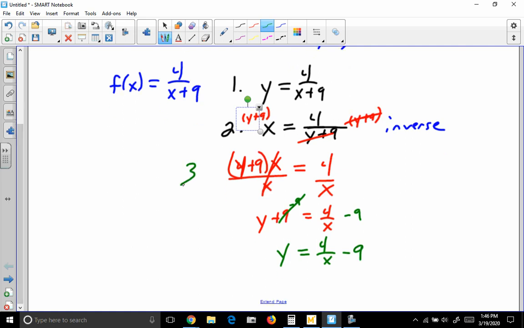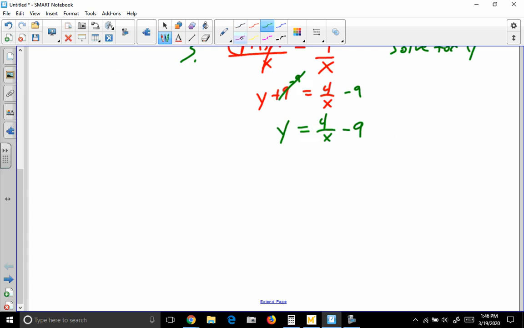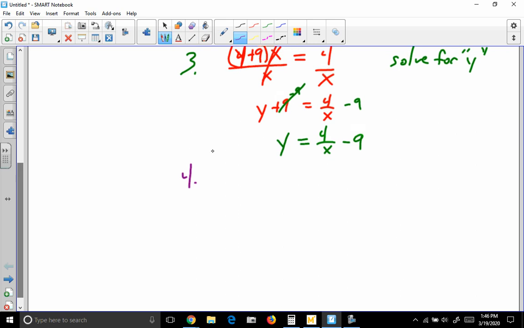So that is step 3. Once we change the y to x and the x to y in step 2, step 3 is to solve what we're left with for y. So this thing we end up with is our inverse as a function. Since we call the original function f, the notation we're going to use for this one is f with a superscript of -1. That doesn't mean we're raising our function to the -1 power. That's just what we use to describe this as the inverse of that function. So our inverse is 4 over x minus 9.